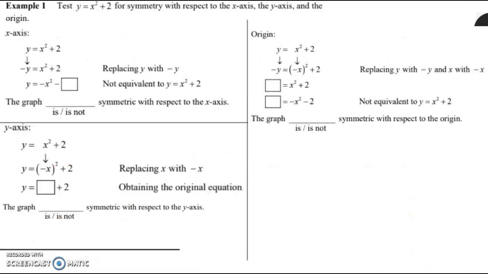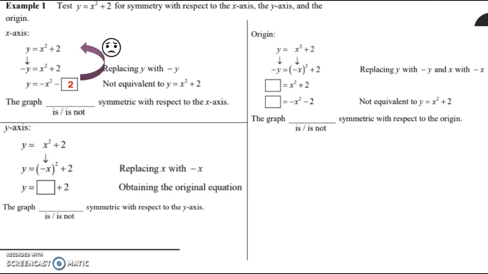Let's test to see if y equals x squared plus 2 is symmetric with respect to the x-axis, the y-axis, and the origin. So we'll start with the x-axis. If I want to determine if it's symmetric about the x-axis, notice I'm replacing y with the opposite of y. And when I do that, I'll have to divide everything by -1 in order to get y by itself. So when I divide everything by -1, I end up with y is equal to negative x squared minus 2.